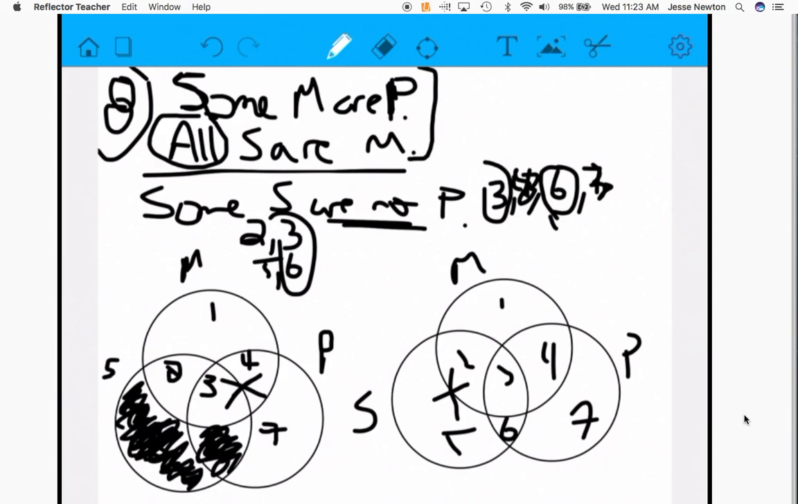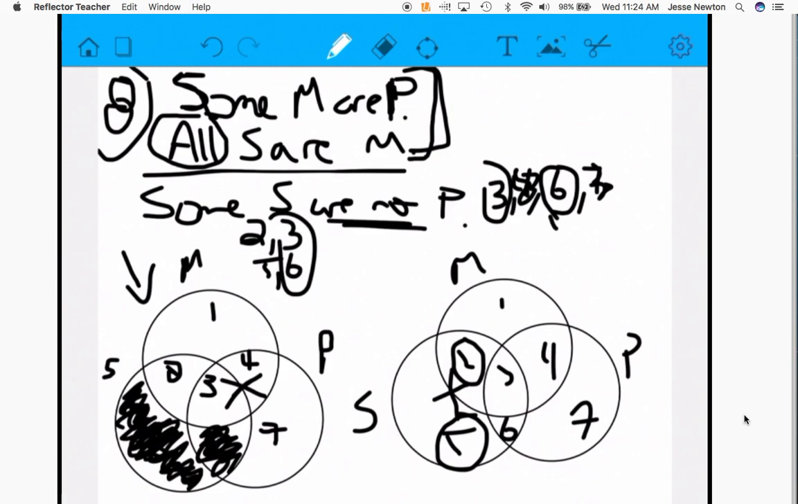Now, in order for this argument to be valid, the combined premises, this diagram right here, must definitively put an X either in 2 or definitively put an X in 5. Does it do that?